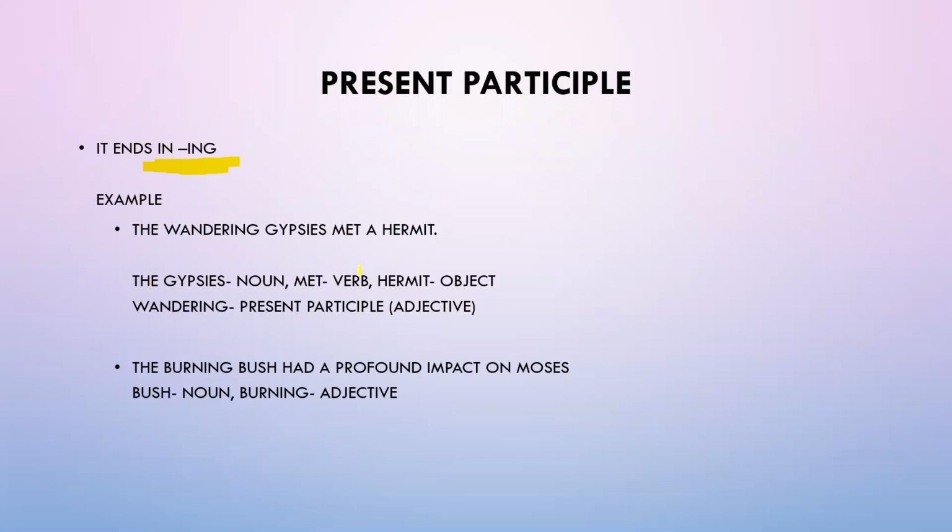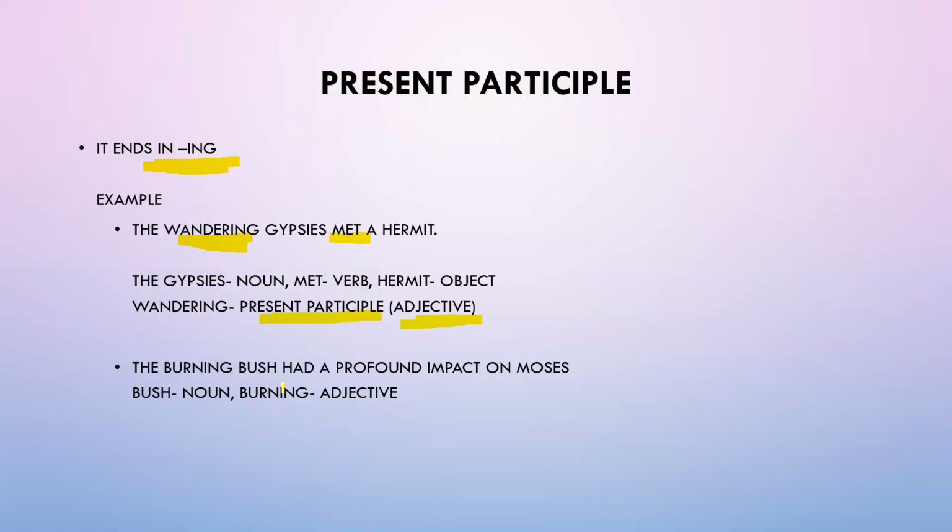Example, the wandering gypsies met a hermit. So wandering is what? Wandering, it's an adjective, घूम रहे हैं. ठीक है, so the gypsies are basically the noun in this sentence. Met is the main verb. So we can see that wandering is not the main verb, it is the non-finite one, and met is the main verb. And here wandering is what kind of non-finite verb? This is the present participle. Adjective हो रहा है, adjective का काम कर रहा है. Gypsies कैसे gypsies? Wandering gypsies.